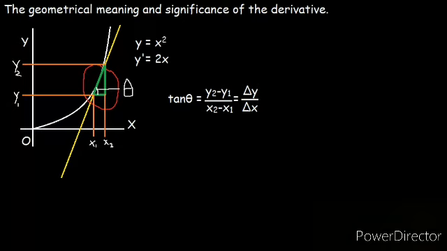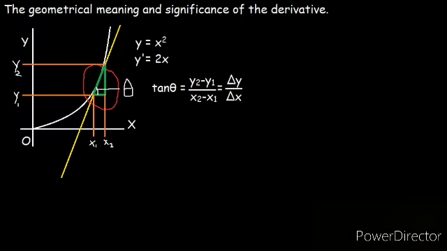Now what you have to remember is that the values of x and y on both of these graphs are going to be different because of the functions that these lines are following. That is, the curved one is following y equals x square and the straight one is y equals 2x. But at this particular point the slope is 2.